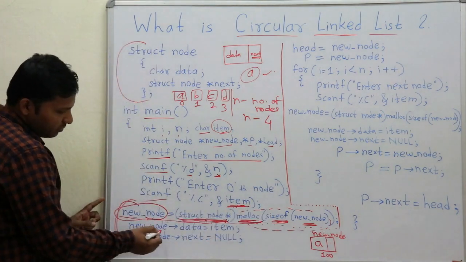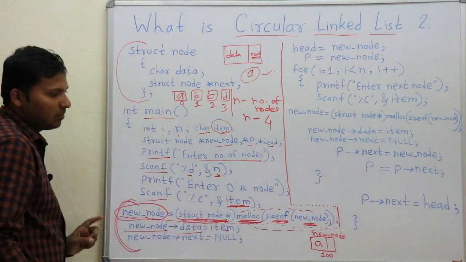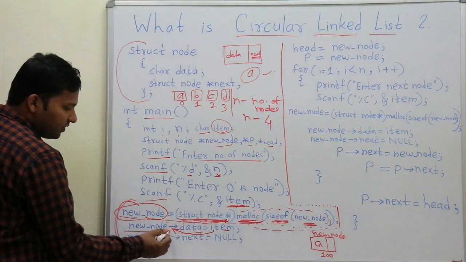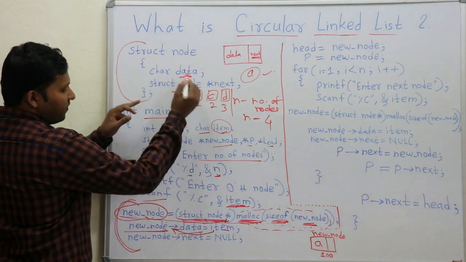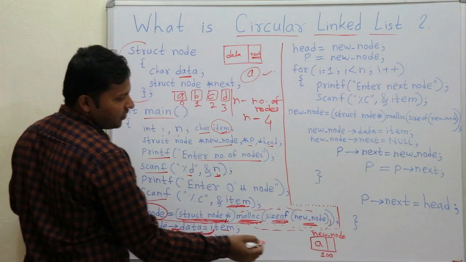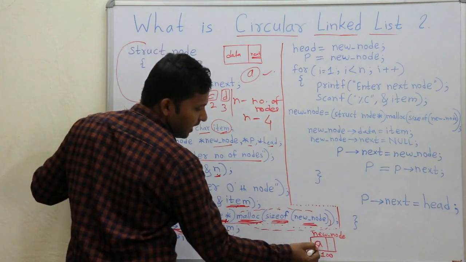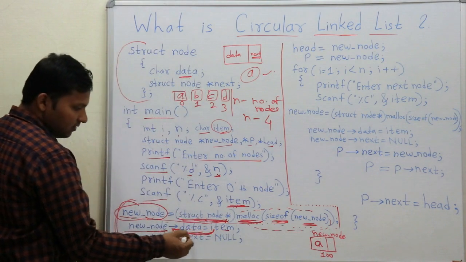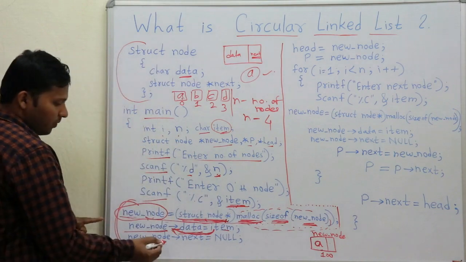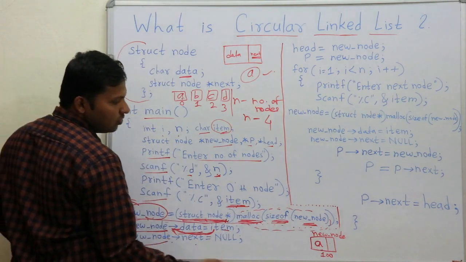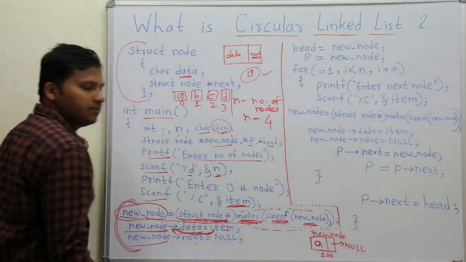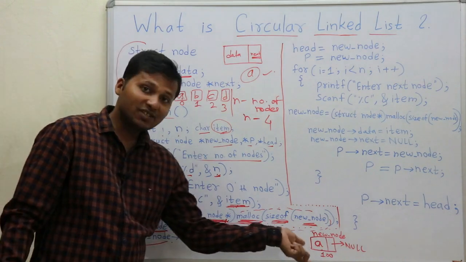Now the next statement, new node points data is equal to item. So the item value is assigned to the data field of the new node. Here the item value is assigned to the data field, that I have written already here. Now new node points next is equal to null, so the next pointer becomes null here. See, this is the creation of the node.